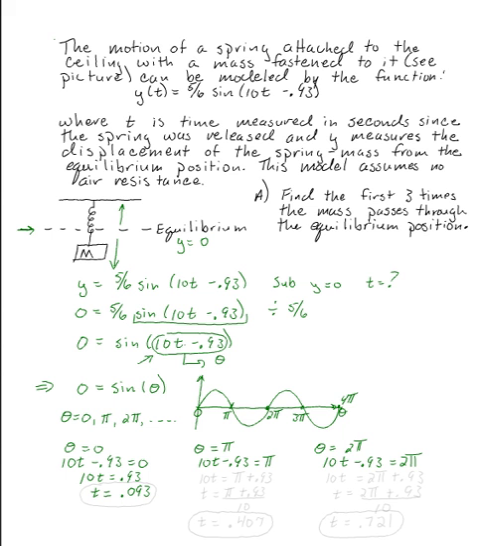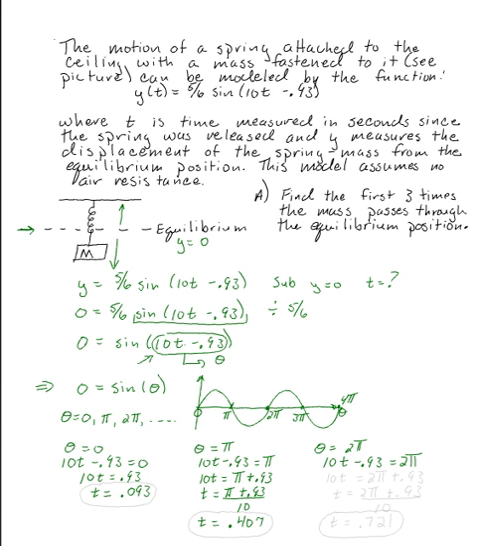I'm going to go on over here. This is going to be 10t equals pi plus 0.93. Dividing both sides by 10 gives me t equals (pi plus 0.93) divided by 10. That's my exact answer. If I need an approximation, I can put that in the calculator to get approximately 0.41. Let's take 3 decimals, 0.407.